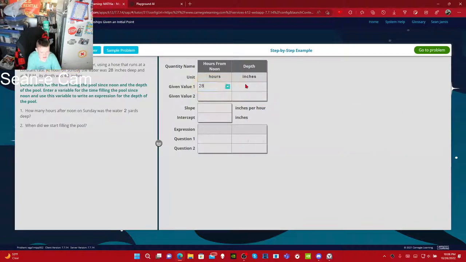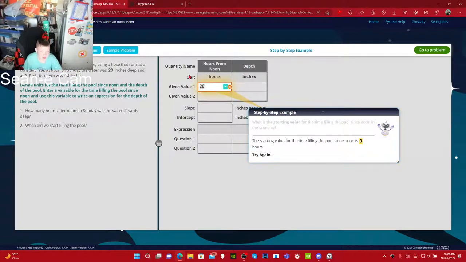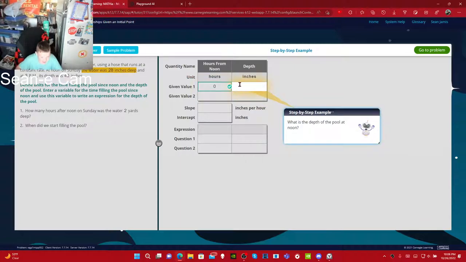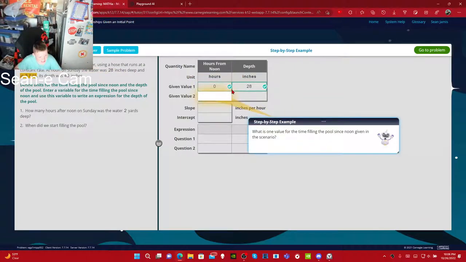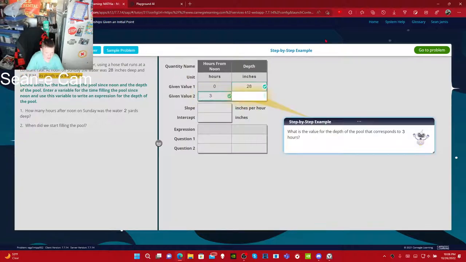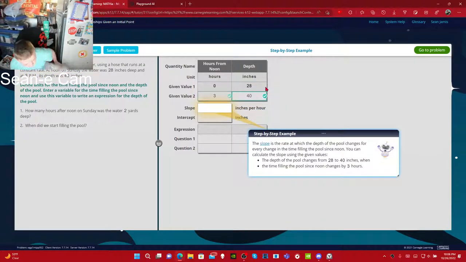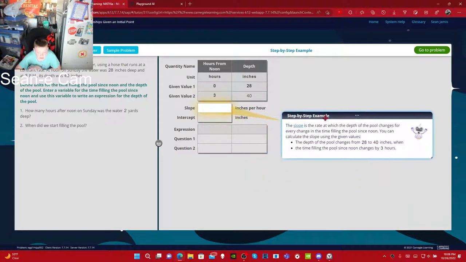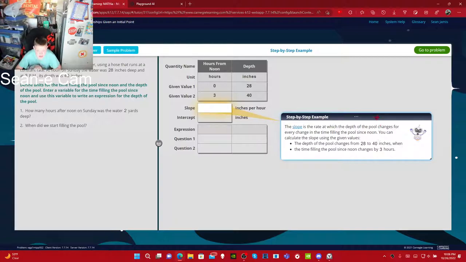In the scenario, which is 28. Oh, sorry, 0. And this would be 28. Then, of course, it's been 3 hours, and now it's 38. Here we go. The slope is the rate at which the depth of the pool changes for every change in the time filling the pool since noon.